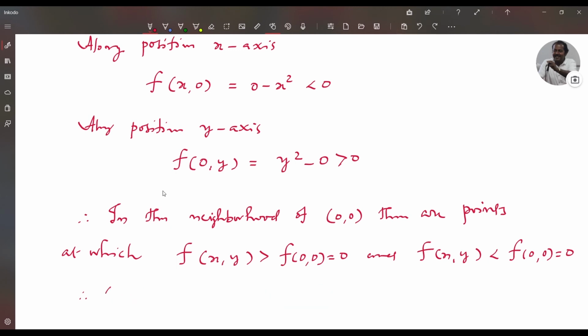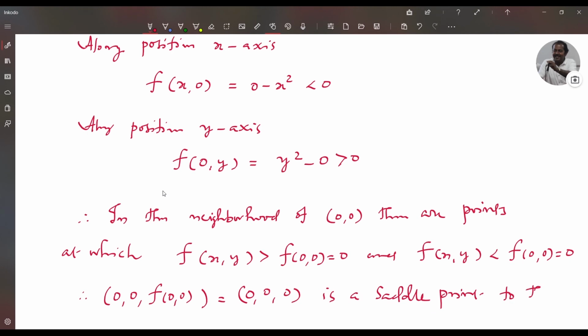Therefore, 0, 0, f of 0, 0, that is equal to 0, 0, 0, is a saddle point to the surface z equal to y square minus x square. So origin is a saddle point. Therefore the function has no local extrema. f of x y is equal to y square minus x square has no local extrema.